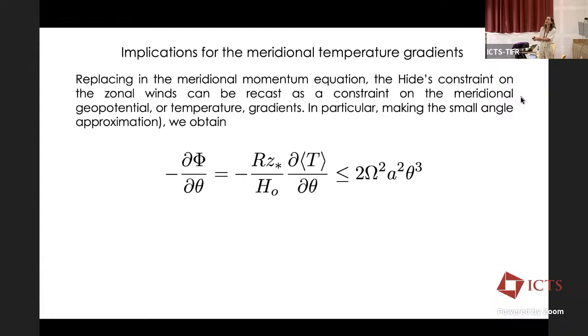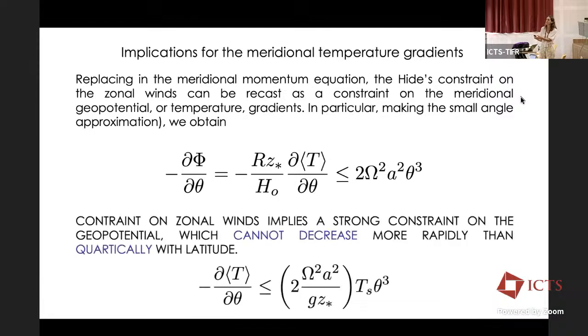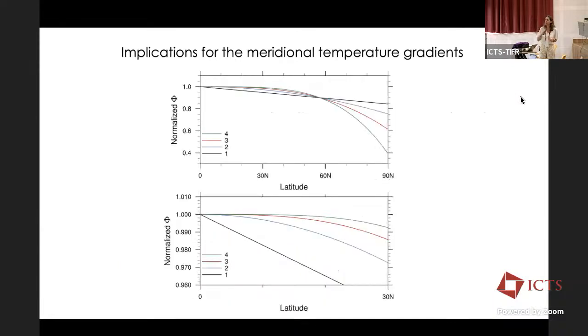That is to say, and again, I already made the small angle approximation because we are close to the tropics. And so what this means is that the geopotential and the temperature cannot decrease more rapidly than with the fourth power of latitude, okay? So the constraint on zonal winds implies a strong constraint on the geopotential or the temperature, the average temperature, which cannot decrease more rapidly than quartically with latitude.